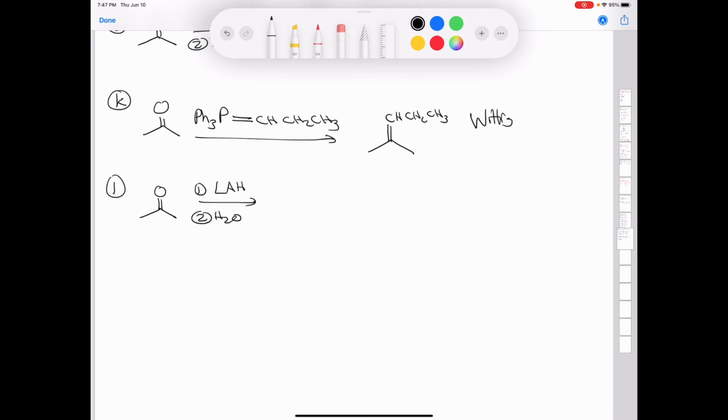And the last one, I'm treating it with lithium aluminum hydride followed by water. So again, that's just a straight up reduction to an alcohol, and so I end up with isopropanol in this case.